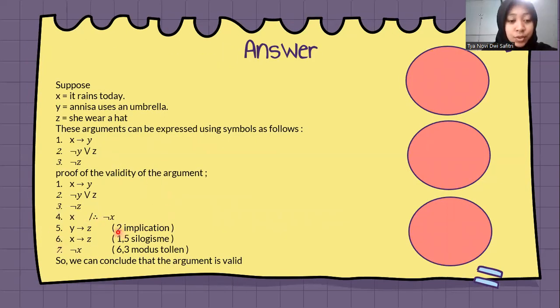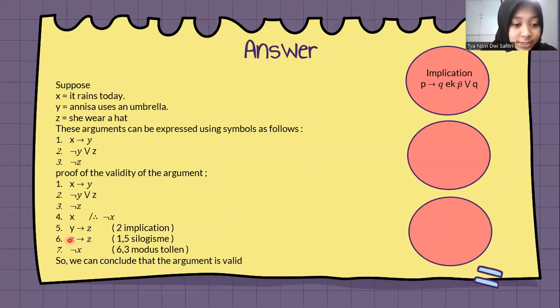And for the first, we use statement number 2 and implication, and we get Y implies Z. So this is the formula of implication: P implies Q equals negation of P or Q. So the negation can also be written with this symbol.